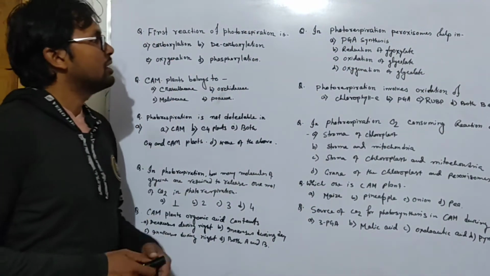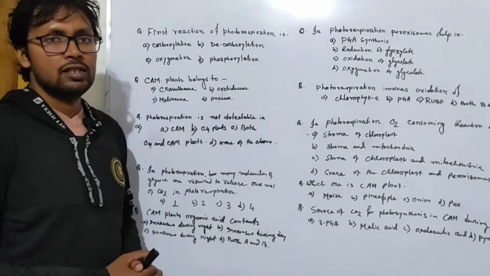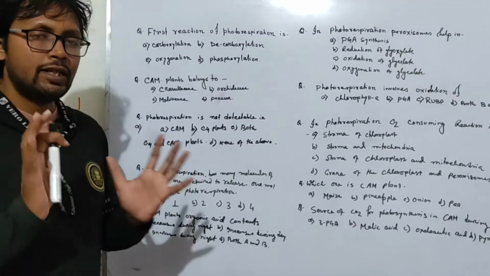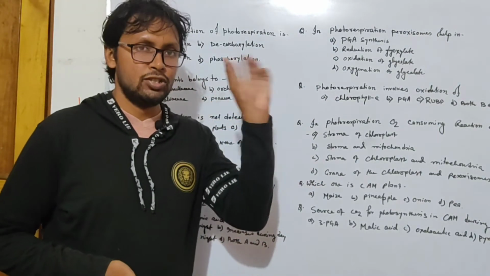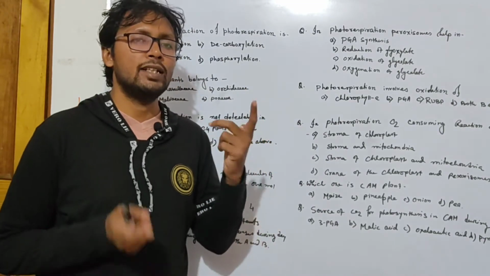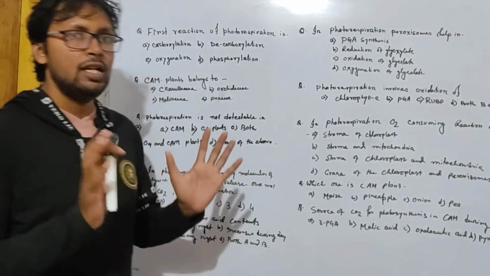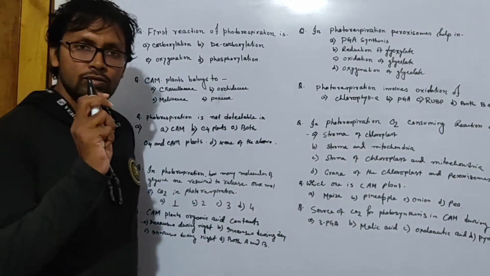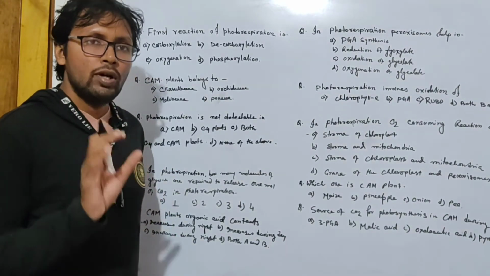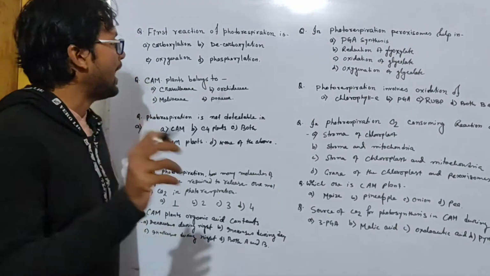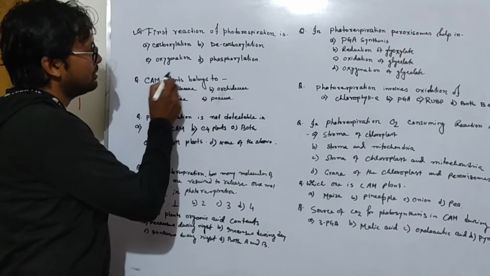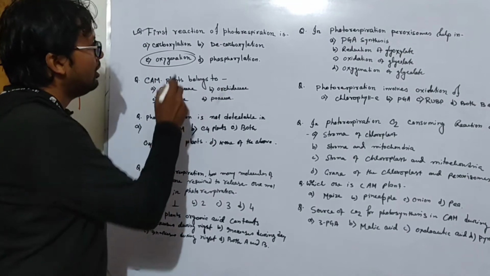So the next question is, the first reaction of photorespiration is what type of reaction? The RuBP is attached with an oxygen molecule, and this is the oxygenation type of reaction, and the enzyme is Rubisco, and its oxygenase activity is active here. Now the first reaction of photorespiration is oxygenation, not anything other than that.